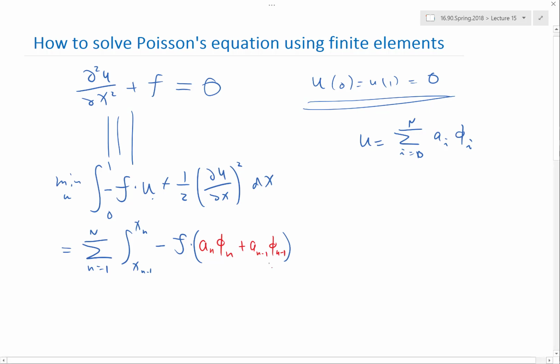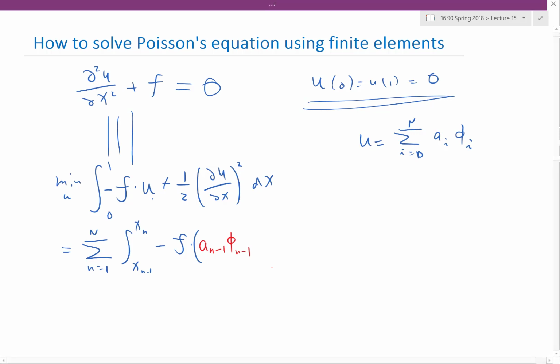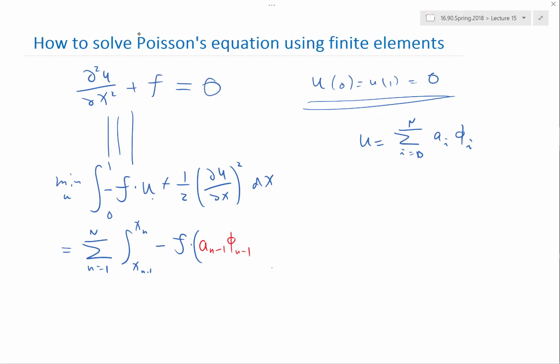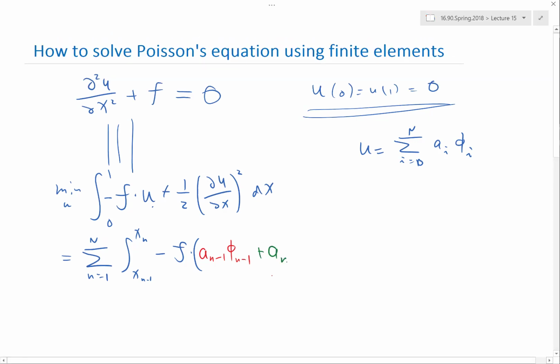Are we going from n minus 1 to n? You're going from n minus 1 to n, rather than n plus 1. Oh, okay, sorry. Yeah, this is n minus 1. So maybe I should switch them. Let me actually use a different color for the n's.